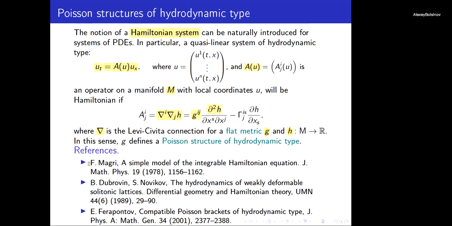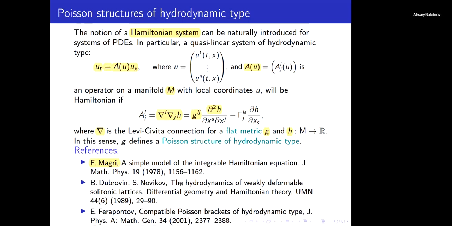So the references. The first paper by Franco Magri, it's a very famous paper. That's one of the milestones in this business. And first of all, it explains in what sense we can treat evolutionary equations, not of this kind, more general, how can we treat them as Hamiltonian systems, and actually even bi-Hamiltonian. So it's kind of the bi-Hamiltonian idea in this business for systems of PDEs.